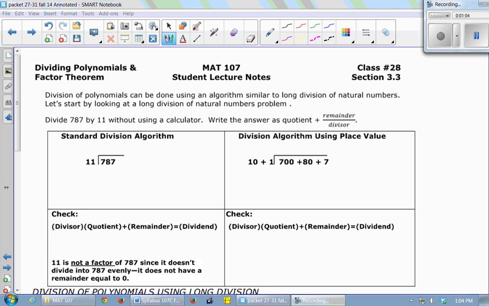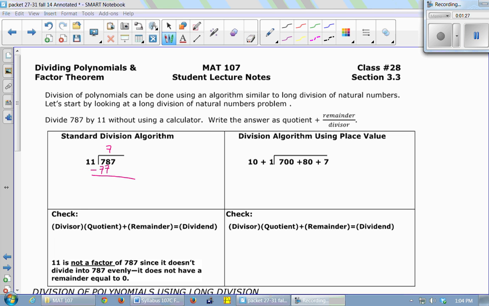Yeah, it's the first. So you start with the 7 and you say 11 doesn't go into 7, go another place over, 11 into 78. Okay. So how many times does 11 go into 78? 7 times. So I put a 7 above the 8, right? I line up the place values. And then you do 7 times 11 is 77, and you subtract.